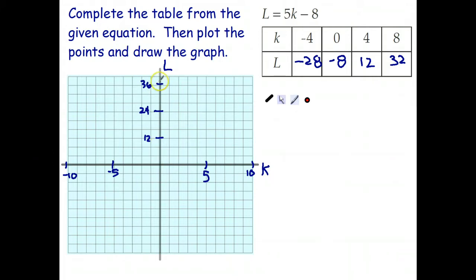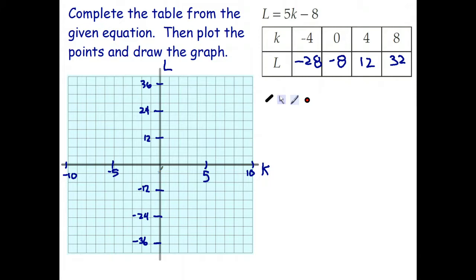Again, I don't normally put a number for each square. In this case, it seems sensible to me to do about every 3 squares. And of course, going the other direction, it's going to be negative 12, negative 24, negative 36. So each of these squares represents 4 units.